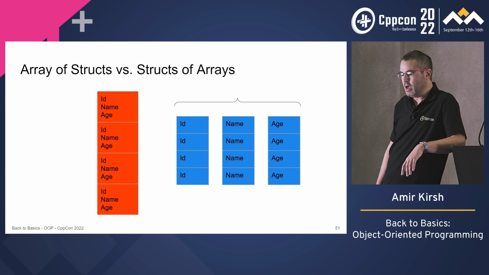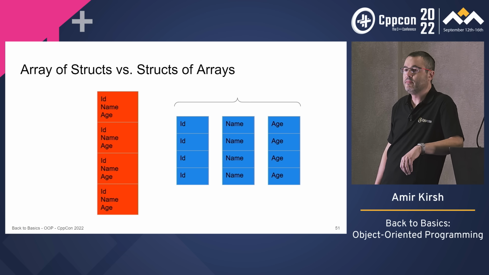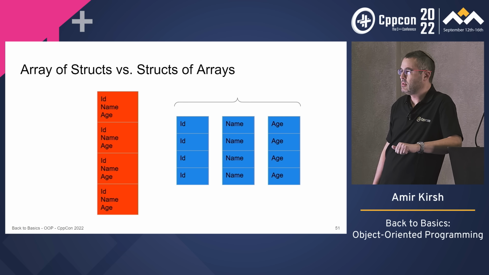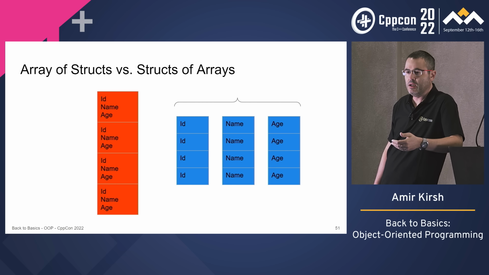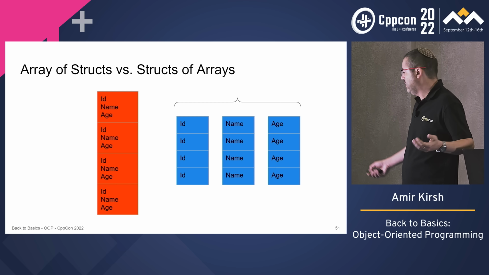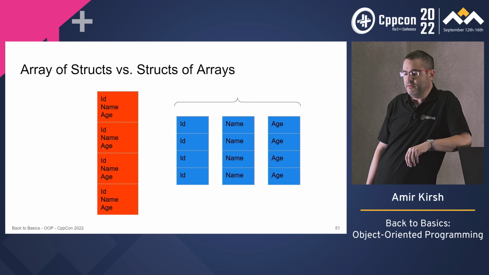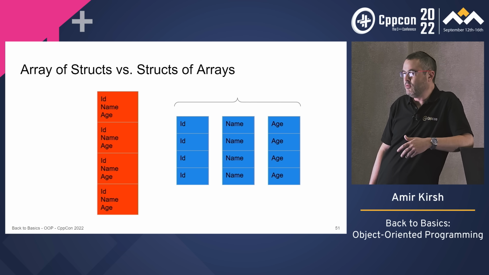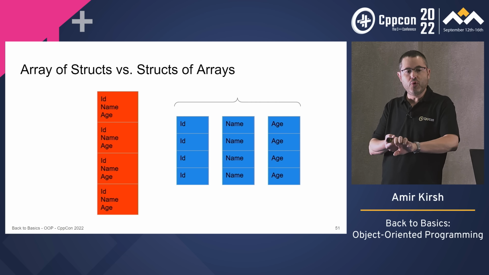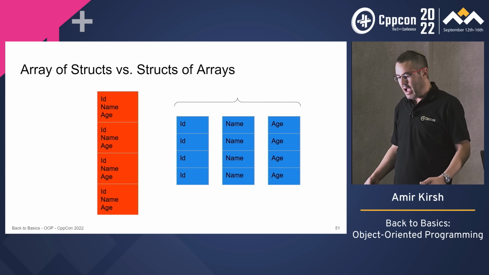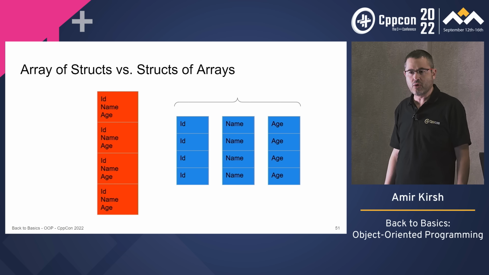Let's start with array of structs versus struct of arrays. Usually, if we have persons, I want to create a class for a person, and if I have a list of persons, I would create a vector or a container of persons. In some cases, I would prefer to have a container for all IDs, a different container for all names, and another one for all ages. I mean, I break the class into something that actually does not look as object-oriented.